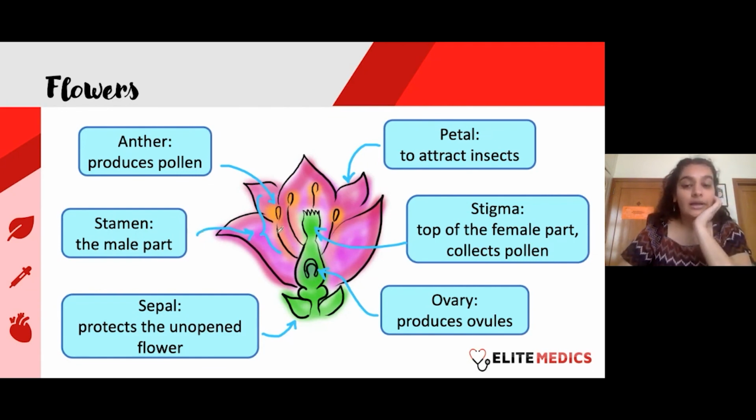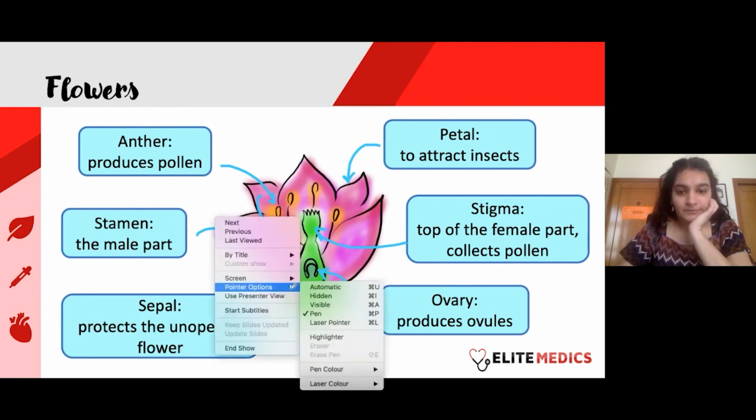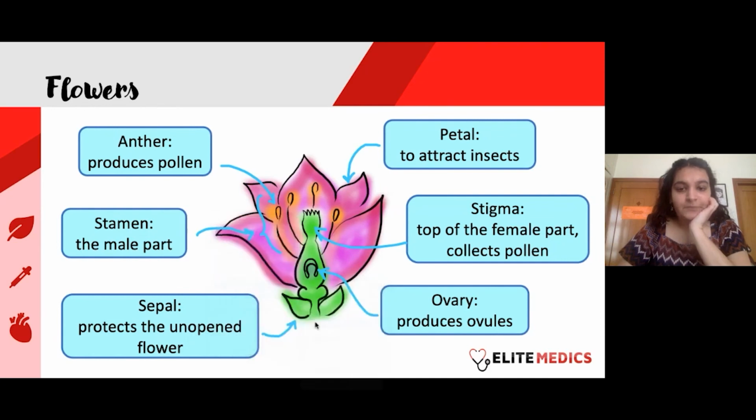So these long, hopefully you can see my mouse, let me get a different pointer. There we go. So you've got the stamen here, and they come off the middle there. And at the top, they've got something called the anther. The anther is the part of the stamen that produces pollen. I like to think of pollen as the equivalent to sperm cells, because that's essentially what they are. They come from the male part.